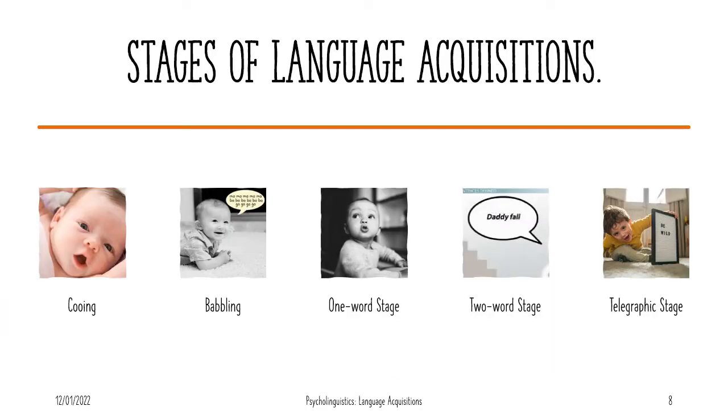Stages of language acquisition. The first stage is cooing. The second stage is babbling. The third stage is the one-word stage. The fourth stage is the two-word stage. And the last stage, the fifth stage, is the telegraphic stage.